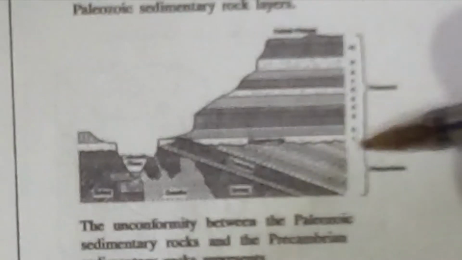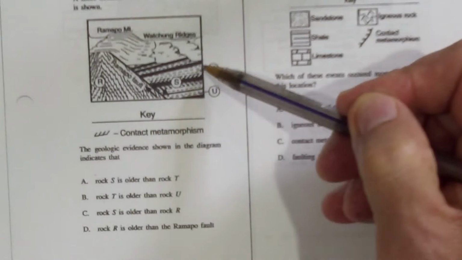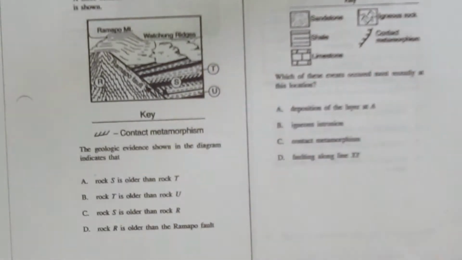Which Paleozoic rock is the oldest? The oldest rock would be found at the bottom, number 1. The geological evidence shown in the diagram indicates that rock S is younger than rock T. This is an igneous intrusion, and we can see contact metamorphism, which means that rock T had to be there before. Rock T is located nearer to the top of the layers, so therefore it is younger.